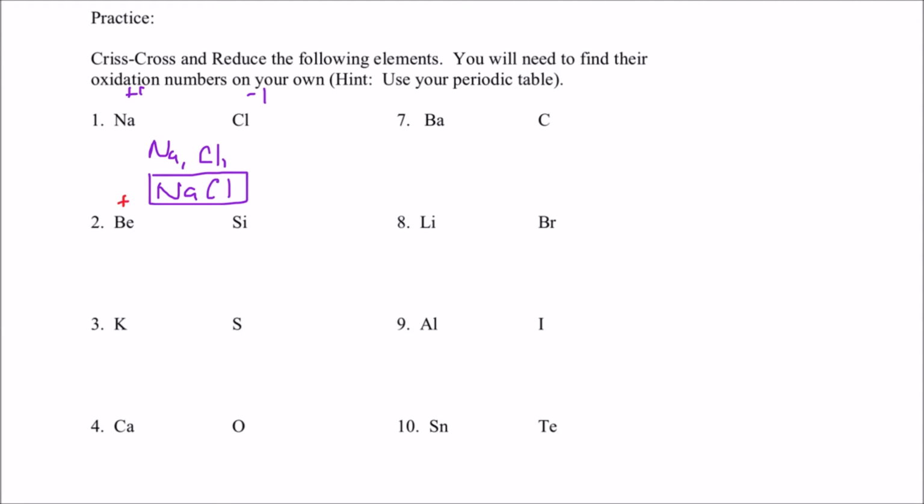Okay? Alright, let's see if we can do another one. Beryllium is a +2 charge, and silicon is a -4 charge. Alright, so let's see what we get when we crisscross. Okay, I'm going to bring down the beryllium, I'm going to bring down the silicon, drag the 2 down, and we drag the 4 down. Okay, and then those will reduce into each other. 2s and 4s will reduce. So our final answer then is going to be Be2Si. And we don't need to put Si1 because that's understood.